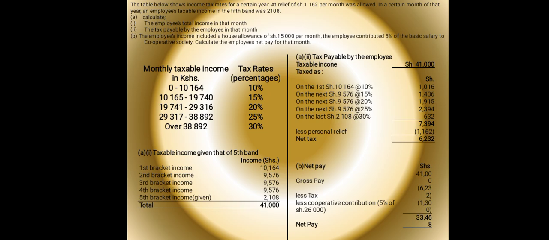Now, how do we tax? We tax it according to the brackets, and we get the employee had to pay a tax of 6,232. Now, what is the employee's net pay? The employee's net pay, we shall subtract tax from it and the cooperative contribution. We get that the net pay was 33,468.